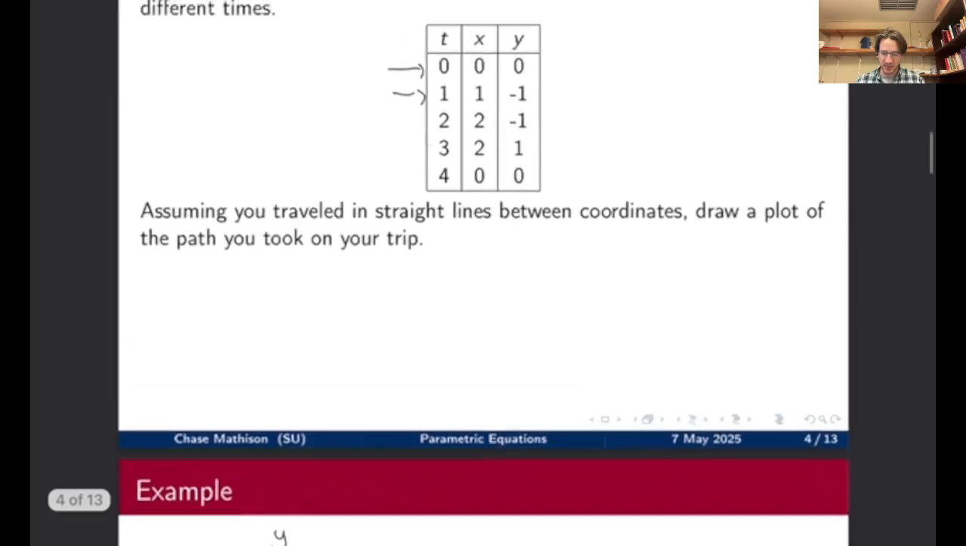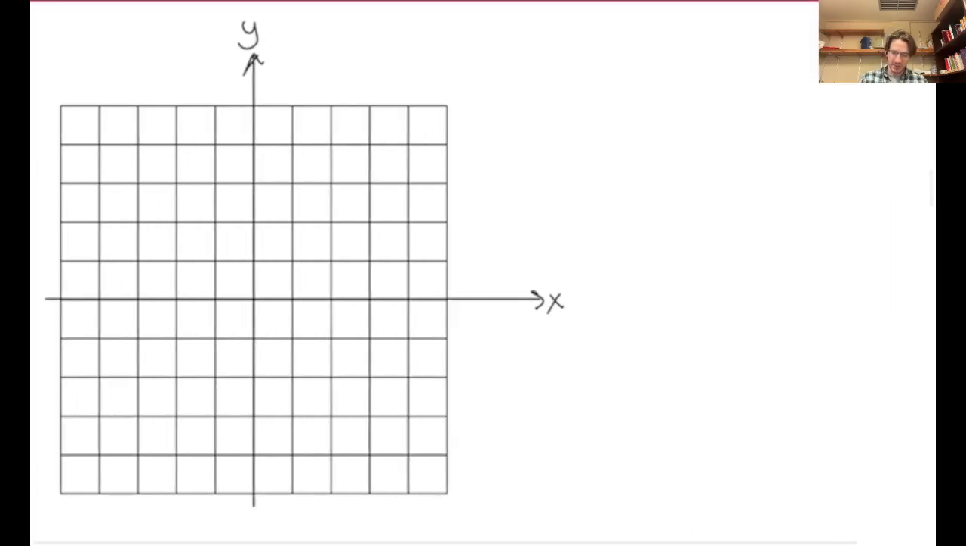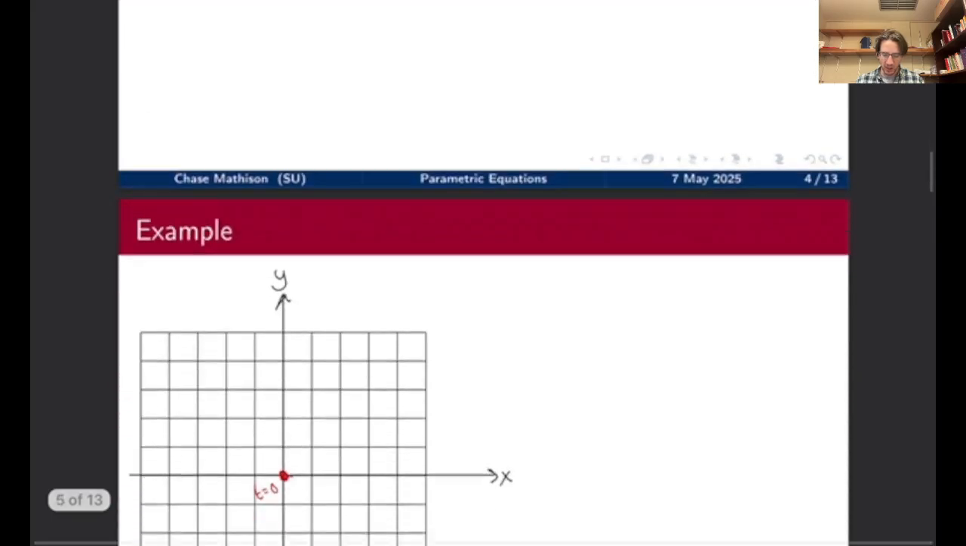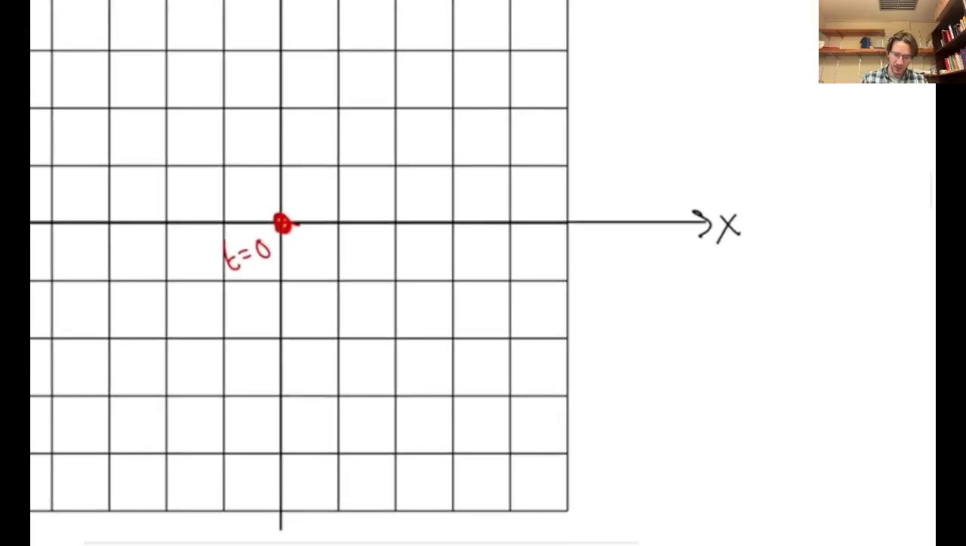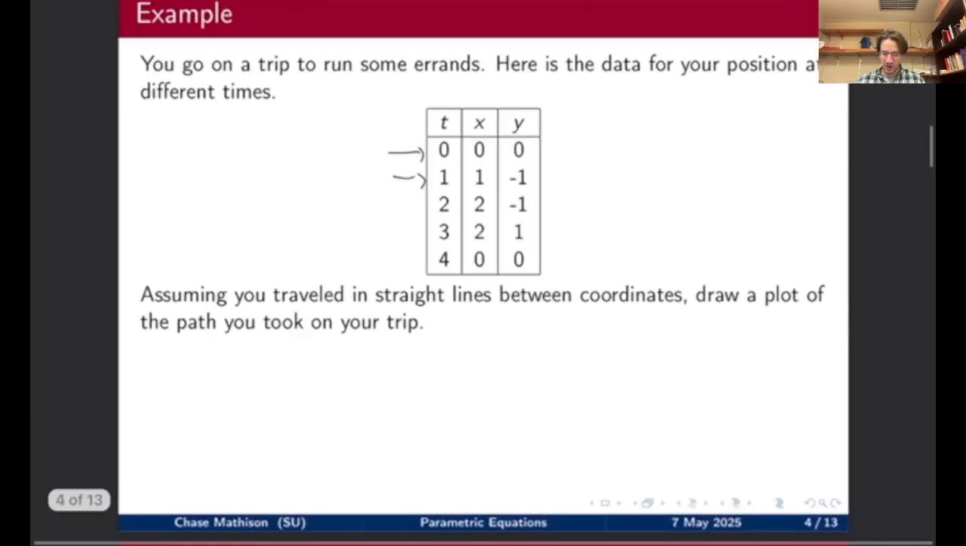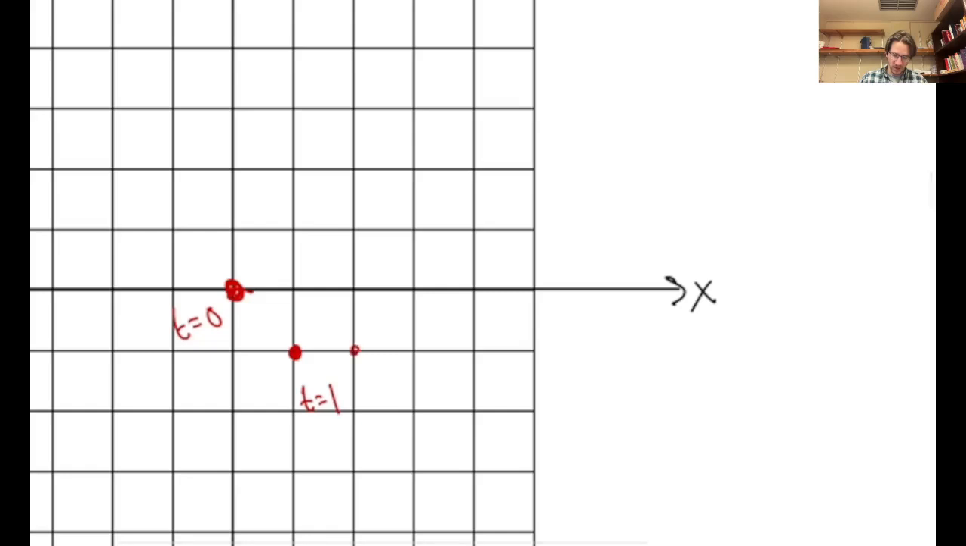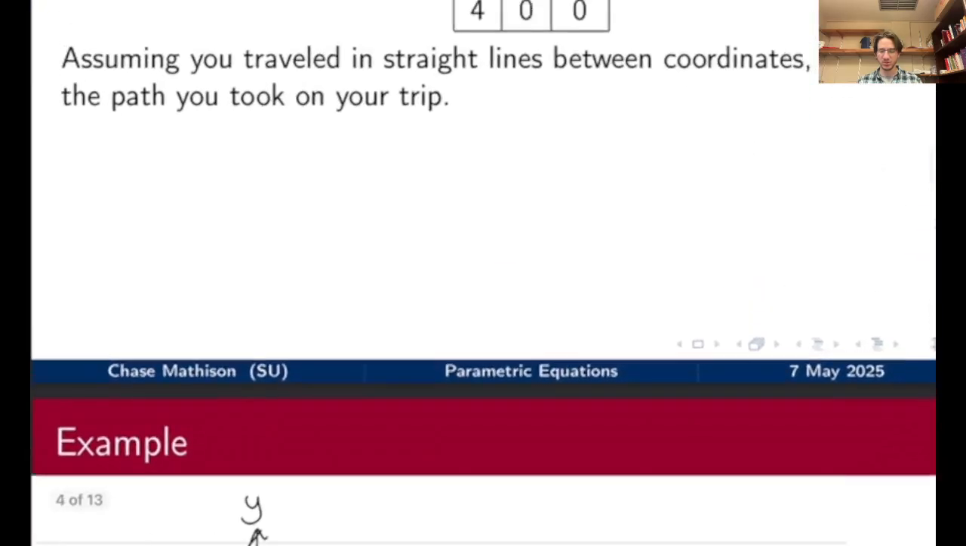Okay, and so at time t equals 0, I'm at the point (0, 0). So here I am, and I can even label this as t equals 0, right? And then at time t equals 1, I'm at the point (1, -1). So that's right here. This is where I'm at t equals 1. At time t equals 2, I'm at the point (2, -1). So I'm over here at (2, -1) at time t equals 2.